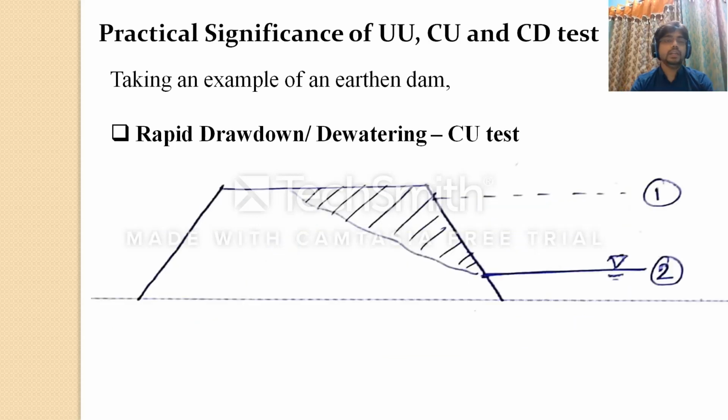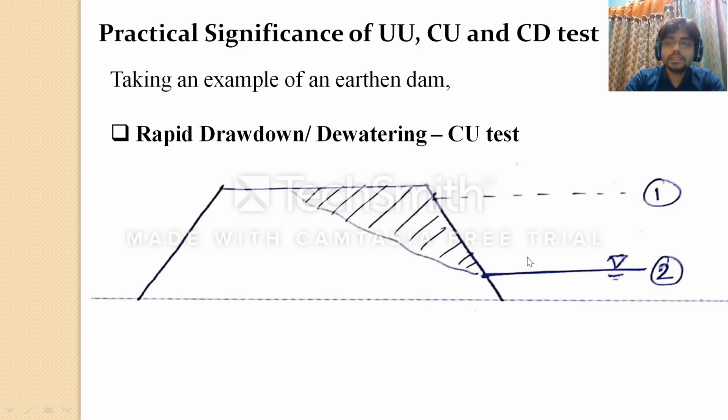The next example is a rapid drawdown or dewatering. Suppose, for example, we are having a first layer and a second layer. Before dewatering, the first layer was the water table. Clear? Now, after sudden dewatering or rapid drawdown, the first layer is going to be decreased to the second layer. That means this amount is dewatered. This amount is a drawdown. This amount is a rapid drawdown.